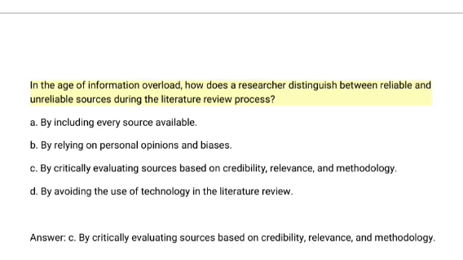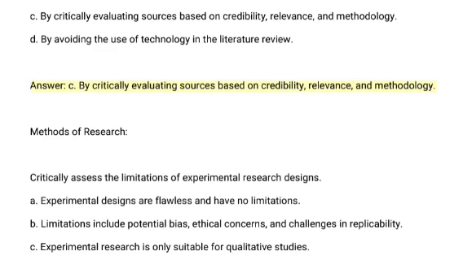In the age of information overload, how does a researcher distinguish between reliable and unreliable sources during the literature review process? A. By including every source available. B. By relying on personal opinions and biases. C. By critically evaluating sources based on credibility, relevance, and methodology. D. By avoiding the use of technology in the literature review. Answer: C. By critically evaluating sources based on credibility, relevance, and methodology.